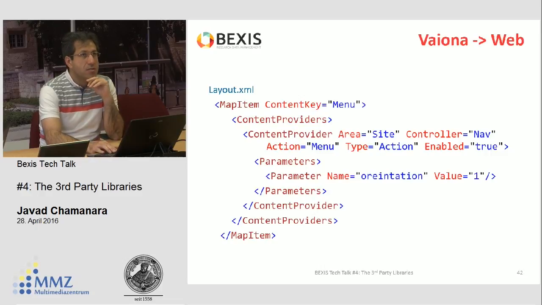So those were the most frequently used functions of this Vaiona library. If there is a question on Vaiona, it would be good to ask it here. Then I will switch to Lucene for our search mechanism. Nothing. Good.